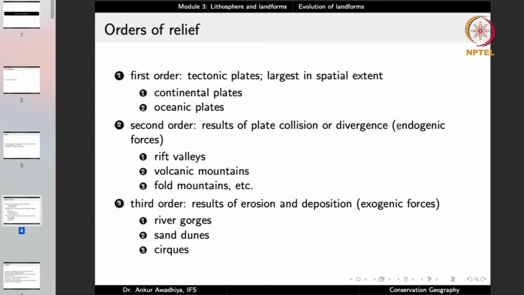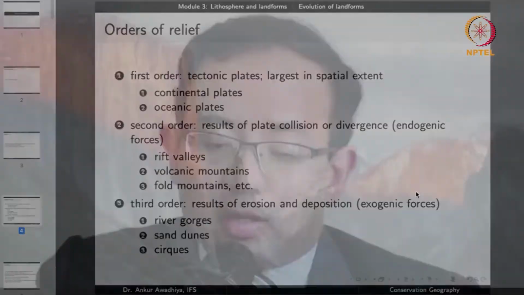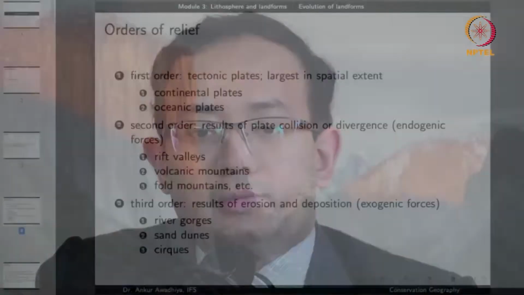Now, we noted before that endogenic, endo is inside, genesis, which means that these are the forces that originate from within the earth. Exogenic, exo is outside, so exogenic forces are those that originate outside the earth, typically through the force or the energy of the sun. When we talk about the endogenic forces, we talk about the second order relief. When we talk about exogenic forces, we typically talk about the third order relief. And first order relief is on the scale of tectonic plates.